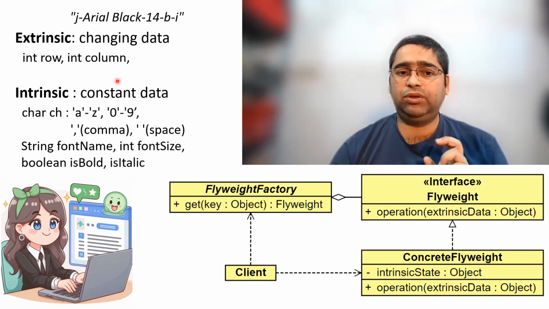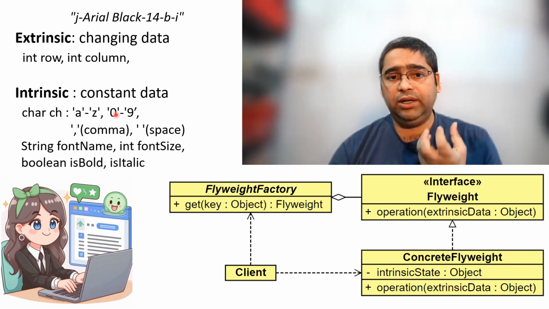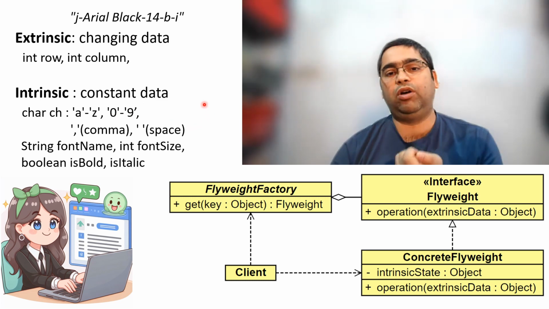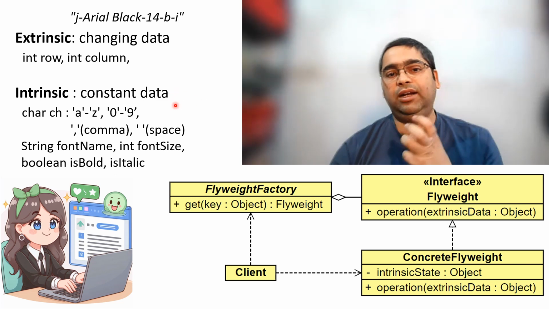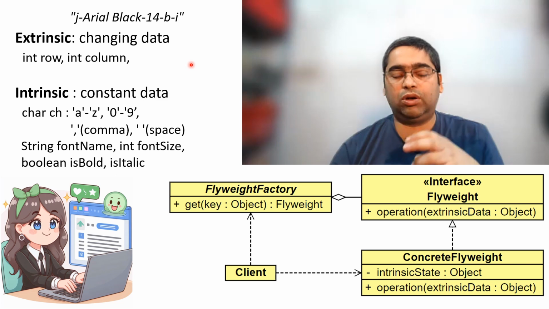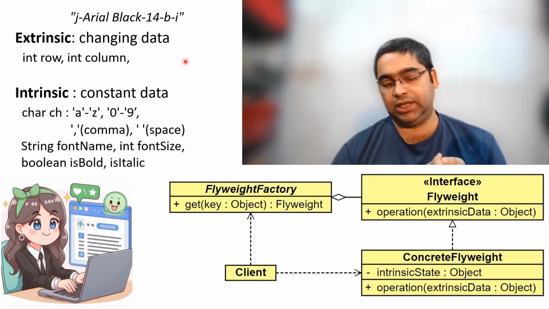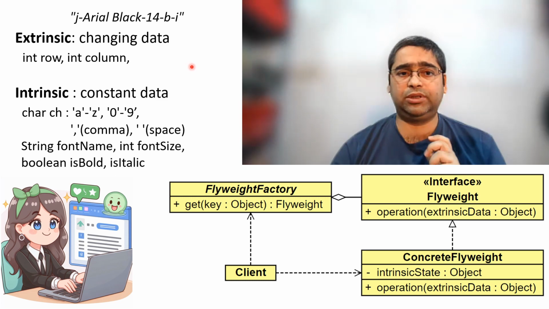So based on this, we will put all the intrinsic or constant data in a Flyweight object, using a Flyweight factory to create that object. That Flyweight object will be shared among all the characters which have that property or style. So let's see how it makes us memory efficient.